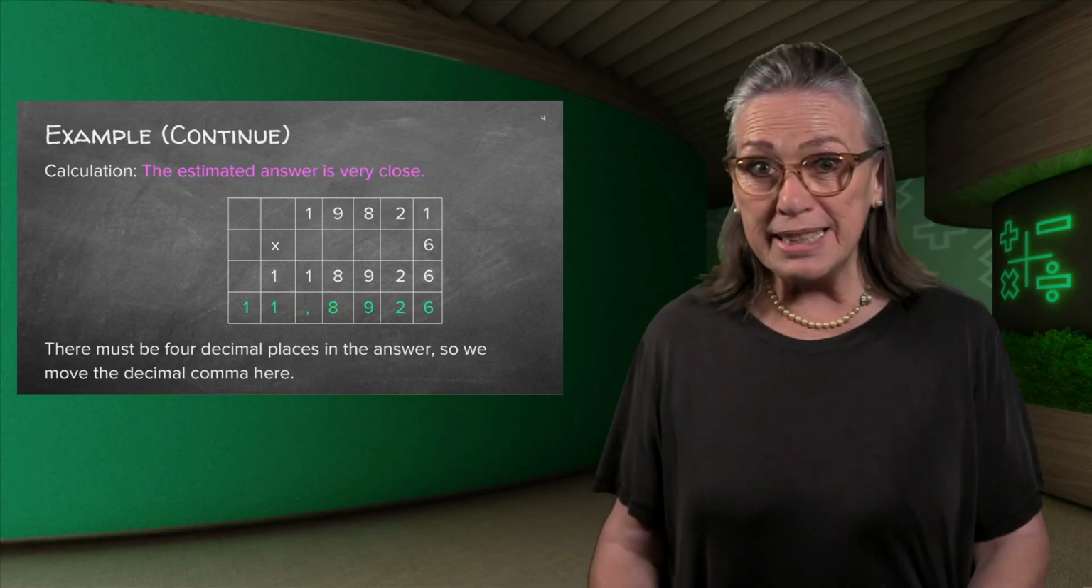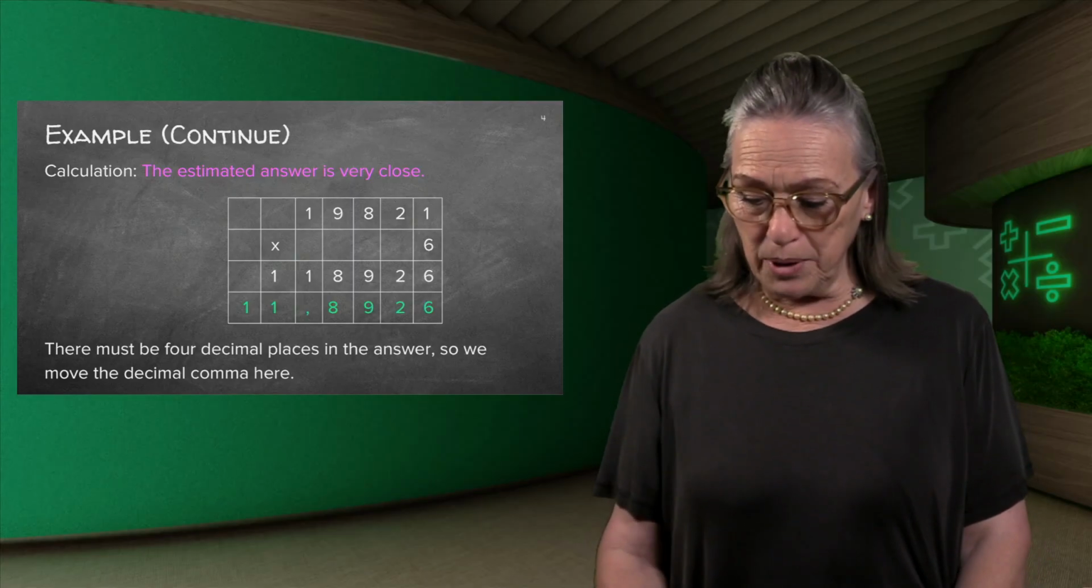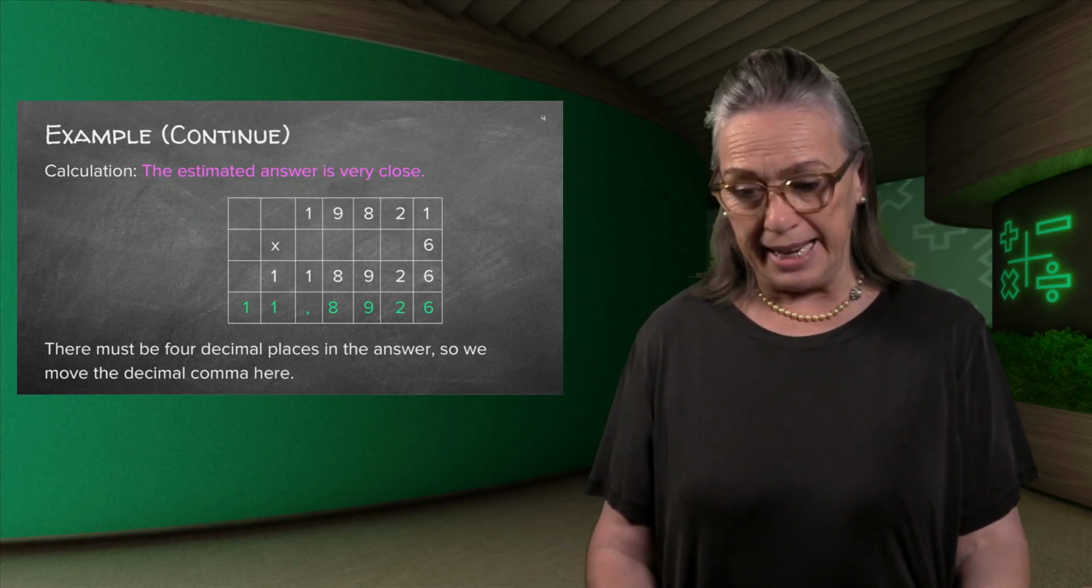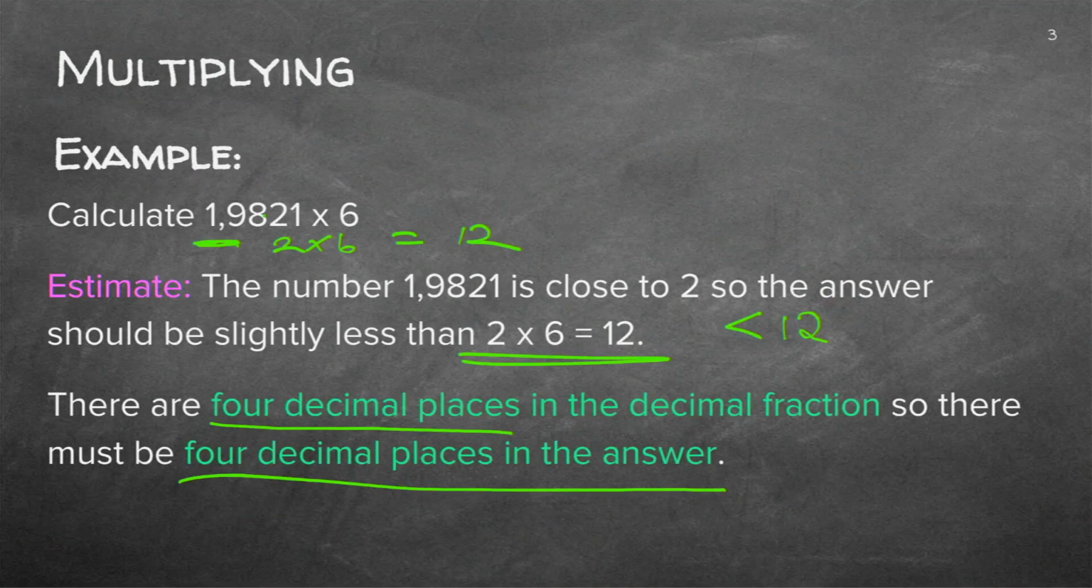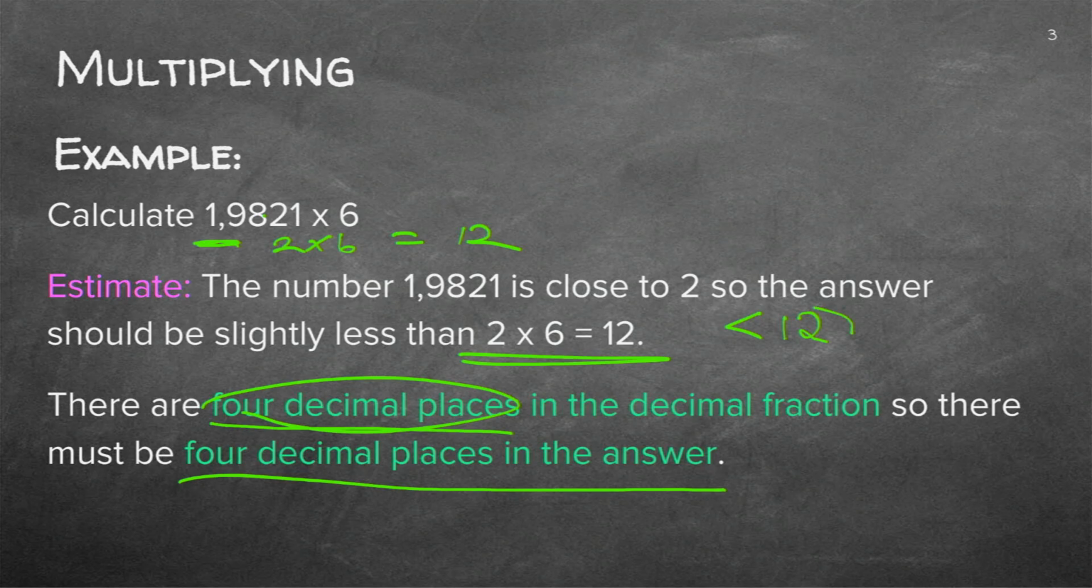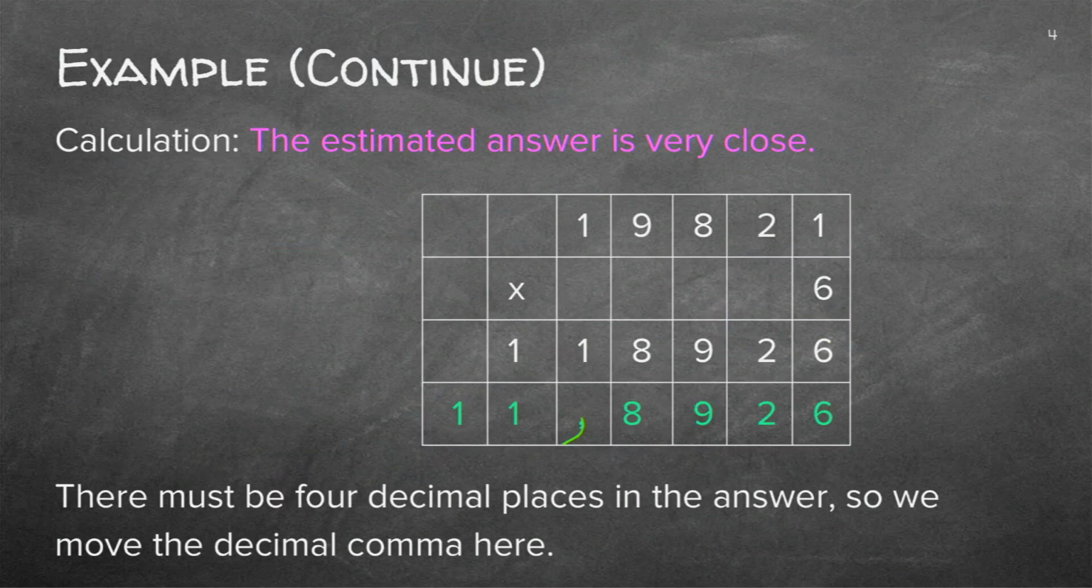What is important here is that we have removed the decimal comma, and now we have to put it back. Can you still remember? There were 4 decimal places. So we are going to put 1, 2, 3, 4 decimal places back in our answer. So our answer is 11,8926. Let's check our estimate. We said it's going to be less than 12, so we are correct. Cool.